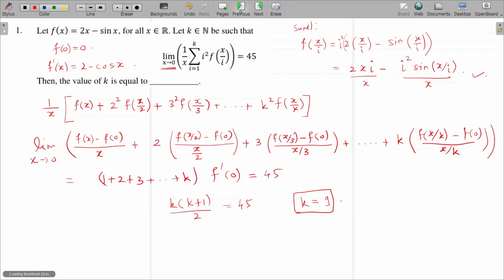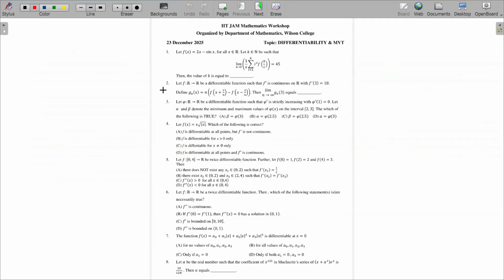I think we have less time and many examples. So the second, I'm skipping because it is similar. You see that? And a hint is f dash 3 is given. That means somewhere we wish to bring in f dash 3. That means f of x minus f of 3 upon x minus 3 can be brought in, in the expression.